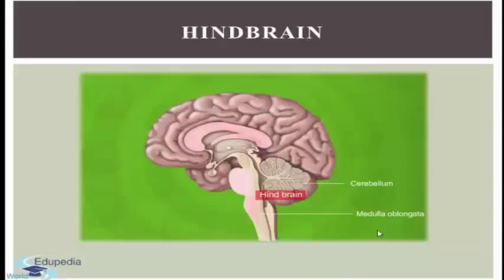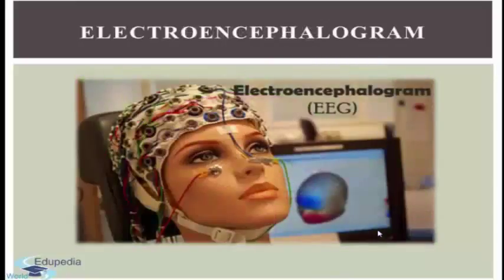Posterior medulla controls the activities of the internal organs. It has reflex centers such as cardiac centers, respiratory center, and vasomotor centers. It also has reflex centers for swallowing, coughing, sneezing, and vomiting. Electroencephalogram (EEG) records the waves of the brain. The electrical waves produced in the nerve cells of the brain are amplified and recorded on paper through this instrument.